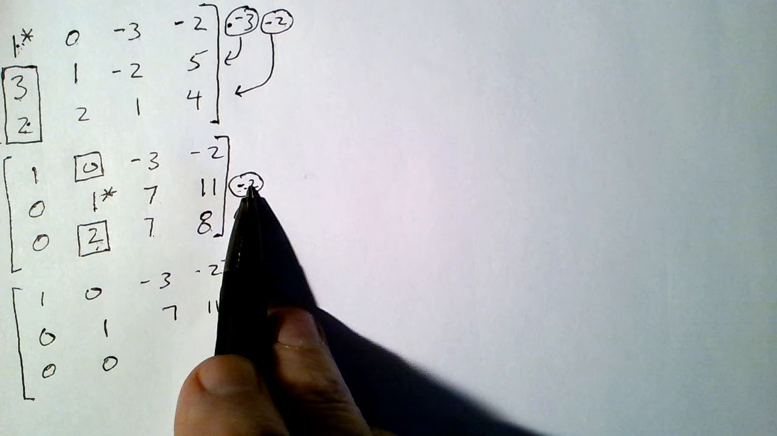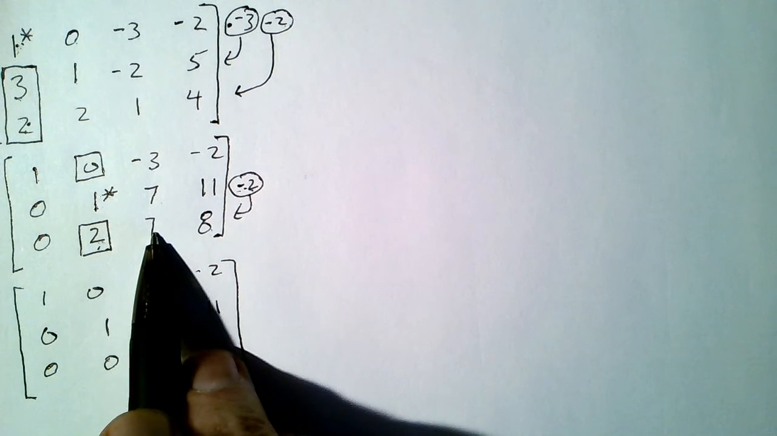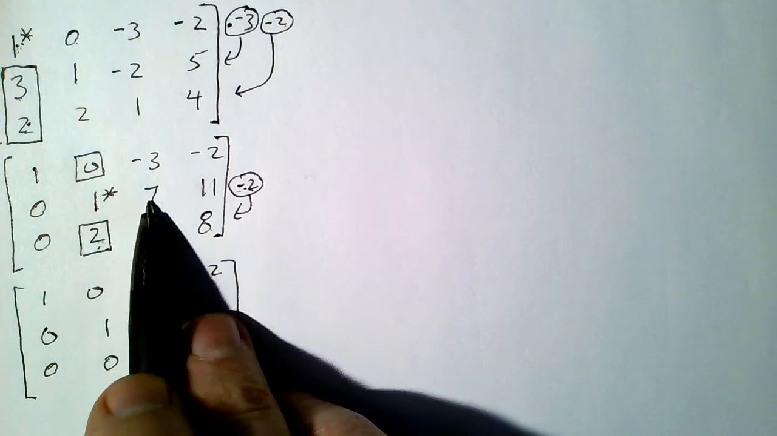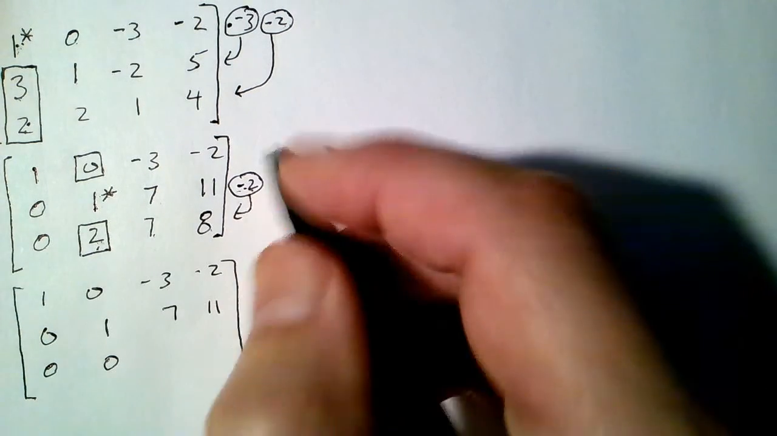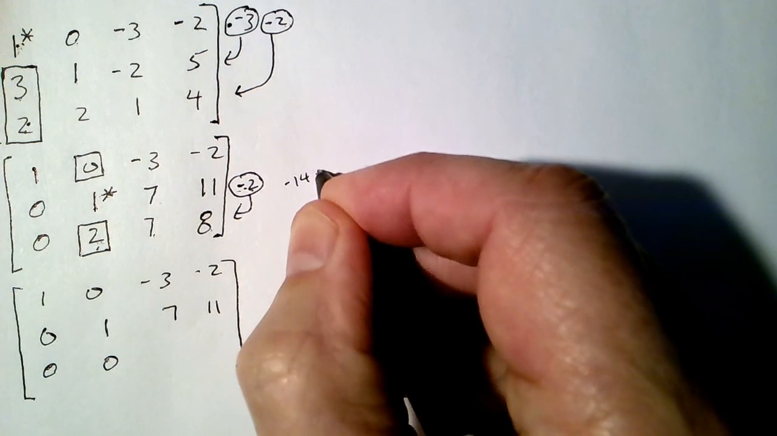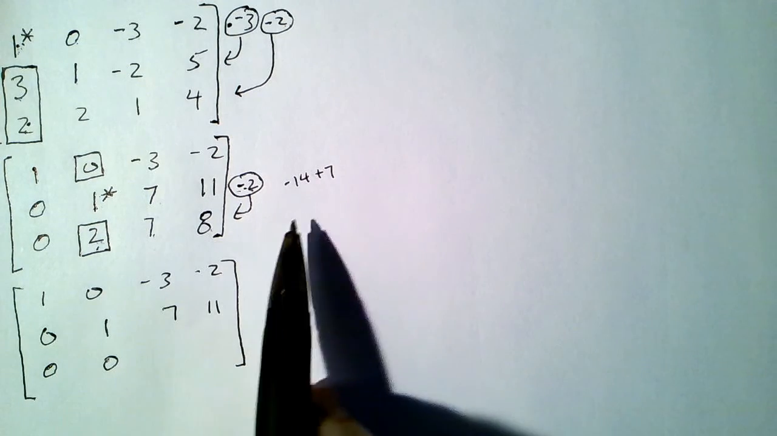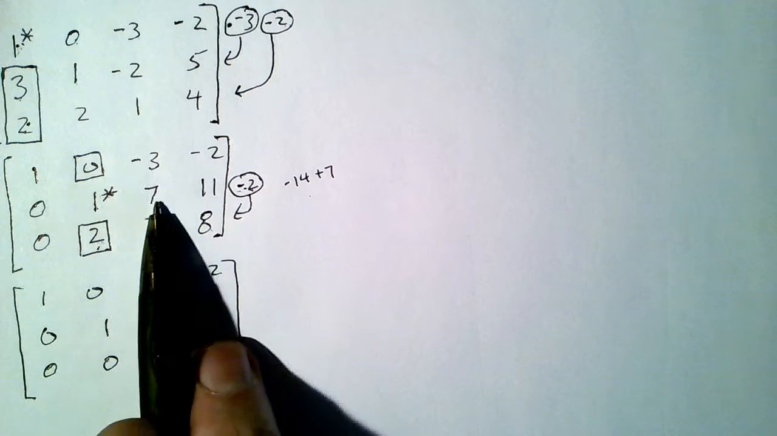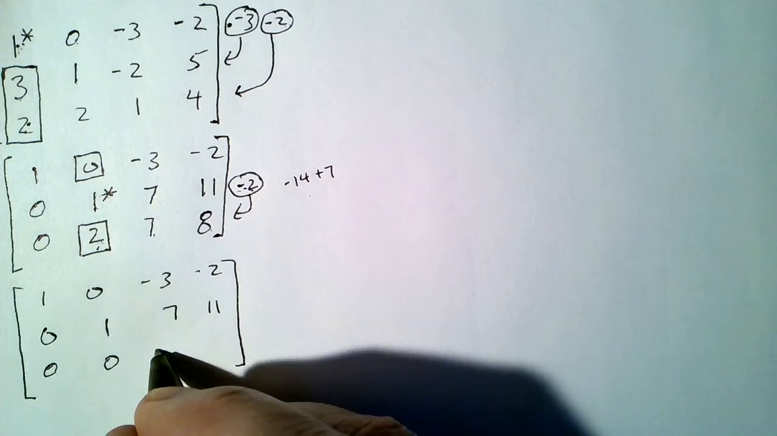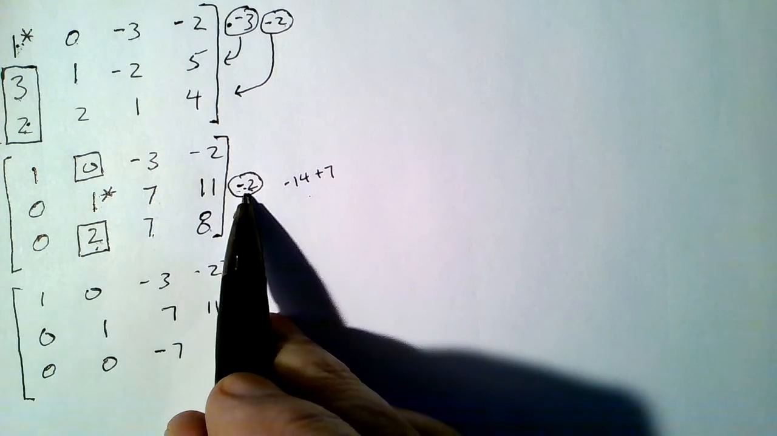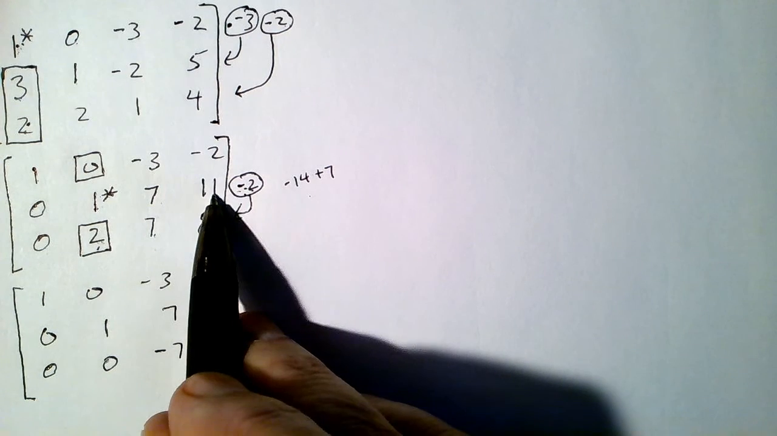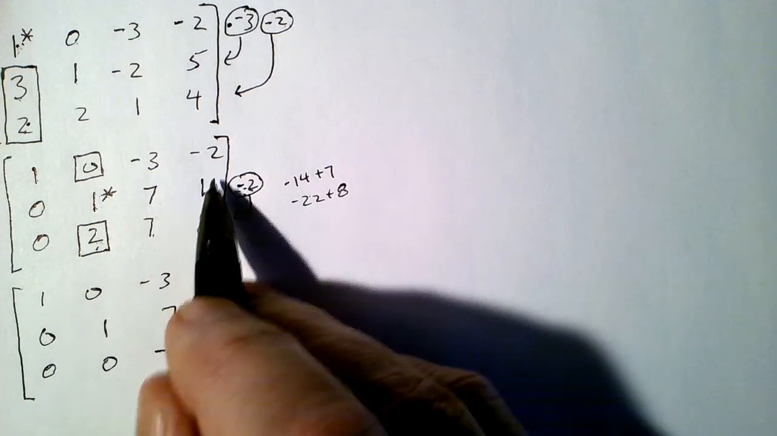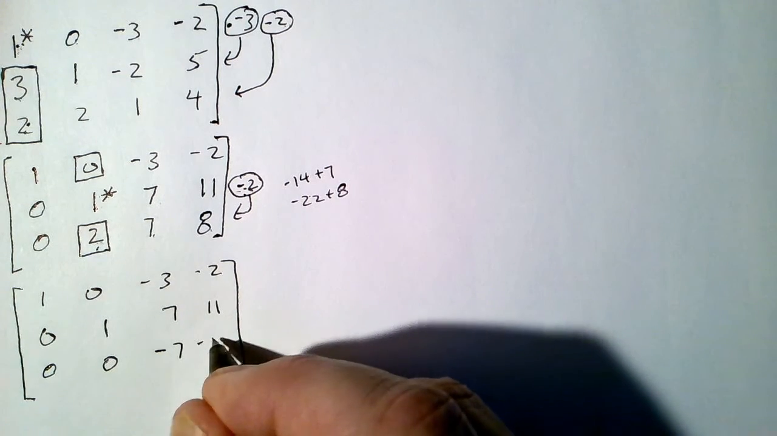Negative 14 and 7, and it's not a bad idea to write those down when you've got some multiplication going on, but negative 14 and 7. So you might not need to do this, but it's not a bad idea just to use a little scratch room over there, scratch paper. So negative 14 and 7, negative 7, negative 22 plus the 8 is negative 14.